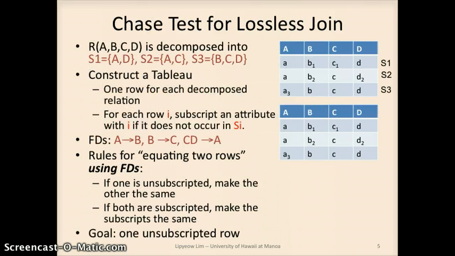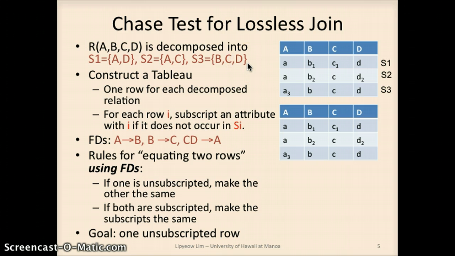Now, what about the case of decomposing into more than two tables? Well, you can sort of apply the theorem recursively, but there is a very nice procedure called the Chase test that actually lets you determine if a decomposition is lossless join. So for example, if we have a table R with attributes ABCD that's decomposed into three different tables, S1, S2, S3, S1 being AD, S2 being AC, and S3 being BCD.